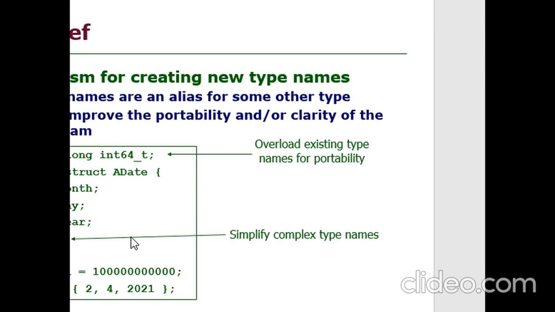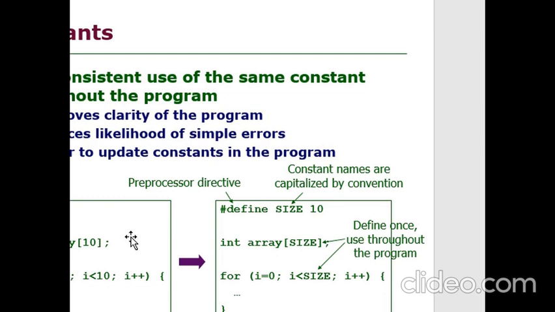Typedef means a mechanism to create type names, and the names are aliases for some other type, to reduce boilerplate in the program. A constant is the same constant throughout the program. Here we define the size as 10 for the array, defined once and used throughout the program, for i equal to 0, i less than size.